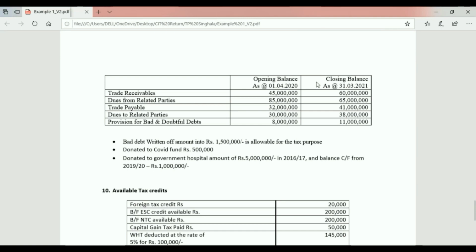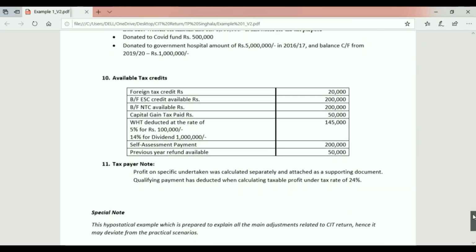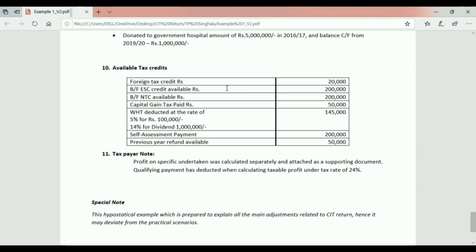In addition to that, they are providing some informations. Bad debt written off amount of rupees 1.5 million is available for tax purposes. Then donations to the COVID fund and donations to the government, this year's donations and the previous carry forward balances. Then schedule 10 provides the details related to the tax credit, right? Depending on the transaction source income, we identify what credits are available for this company.